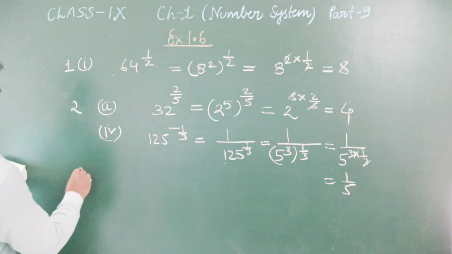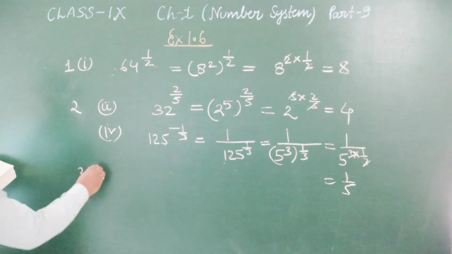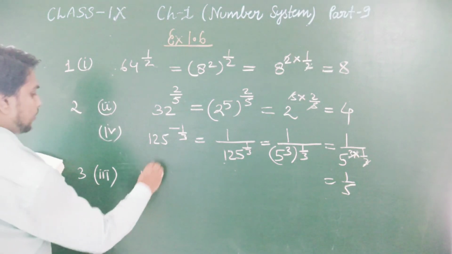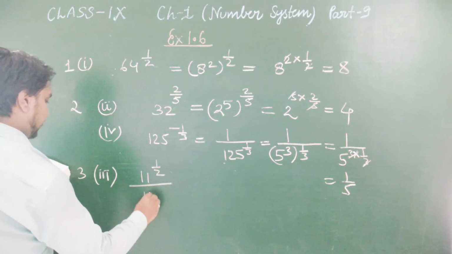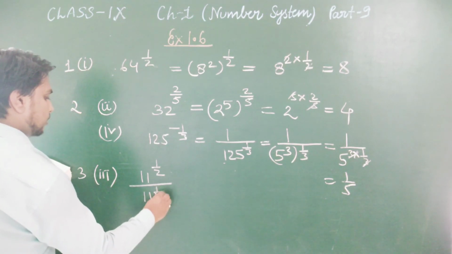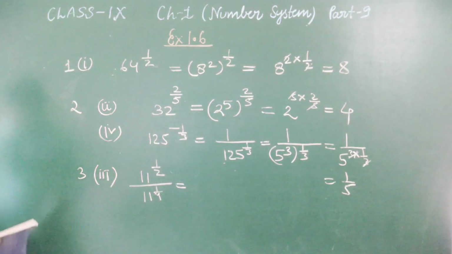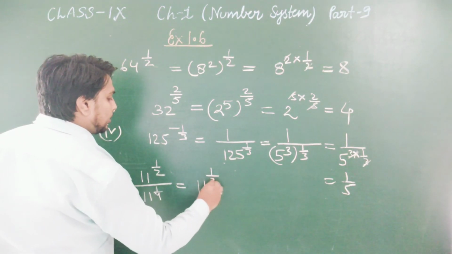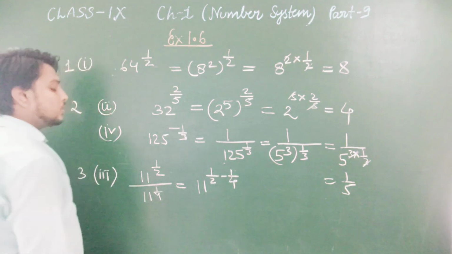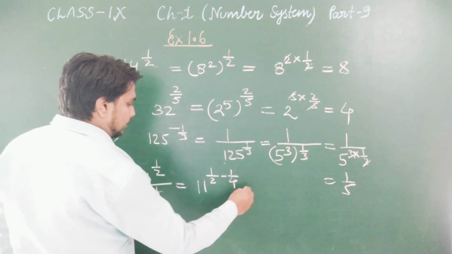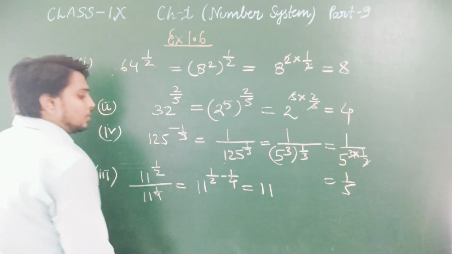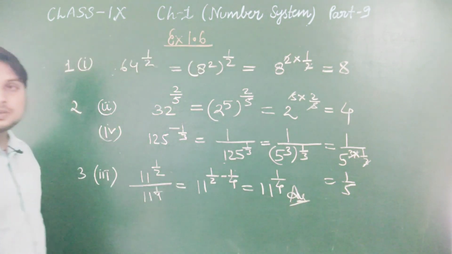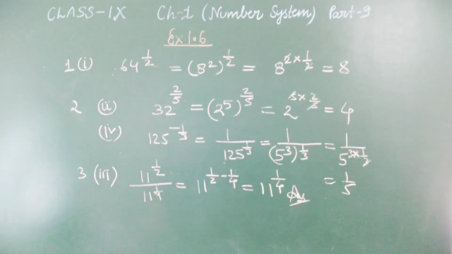Third question. Let us see the third part of the third question. The question is 11 to the power 1 by 2 upon 11 to the power 1 by 4. How can you simplify it? The bases are the same and there is division, so the powers will be subtracted: 1 by 2 minus 1 by 4. When you subtract it, you will get 11 to the power 1 by 4. Okay, so this is your answer. In the same manner you can do the rest of the questions.